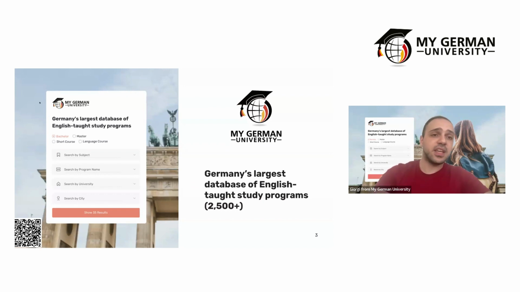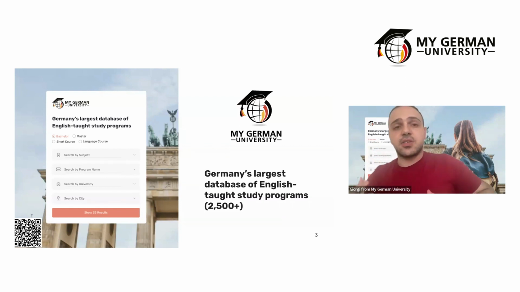Before we reach this part, for those who do not know who is behind today's webinar, it is My German University. We are Germany's largest database of English taught study programs. We have over 2,500 degree programs, both on bachelor and master's level. But even more, we also have some short courses and language courses listed in our database.